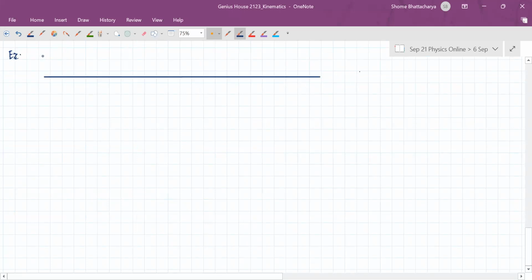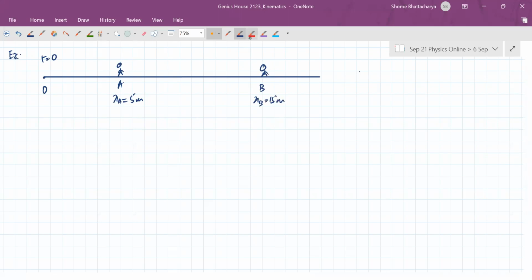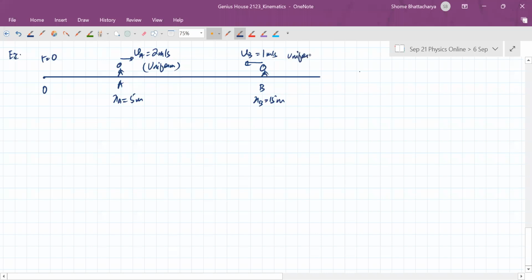Where now this is happening at t equal to 0. This is my origin. Now A is at that moment located at 5 meters and B is at that moment located at 15 meters. But A is moving with a constant velocity of 2 meters per second uniformly. And B is moving in this direction, the opposite direction, with a velocity of 1 meter per second uniformly.